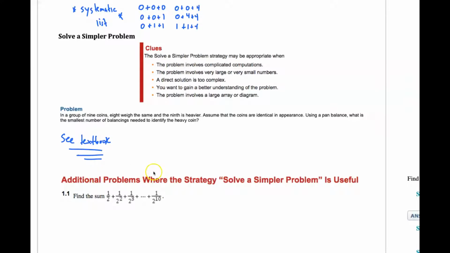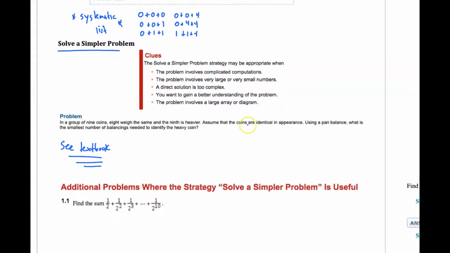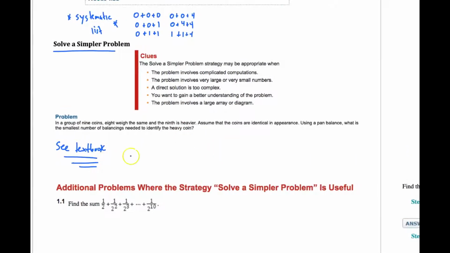Continuing on with chapter 1.2, looking at some more problems. We've already been talking about solving a simpler problem. We've done that in a couple other examples where you look at a smaller problem to see if that generalizes to a bigger problem. I'm not going to write the solution. This one I want you to look up in the textbook.